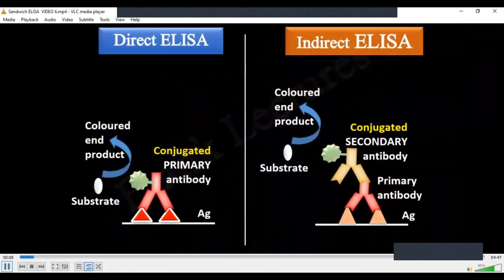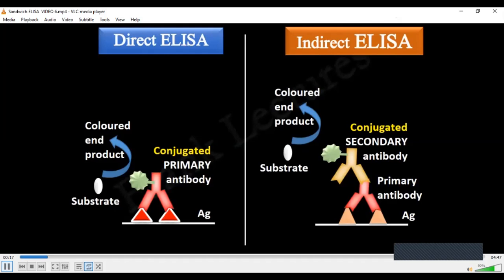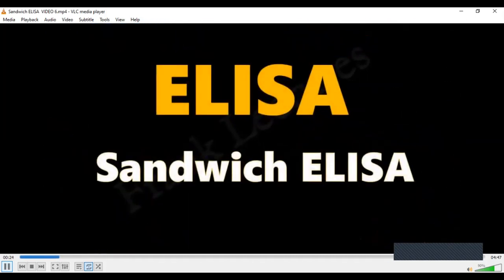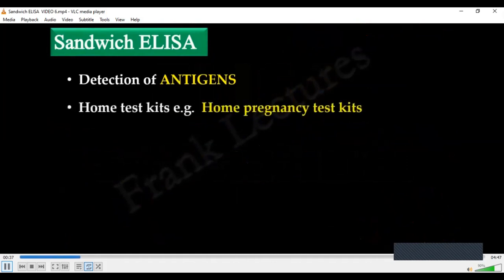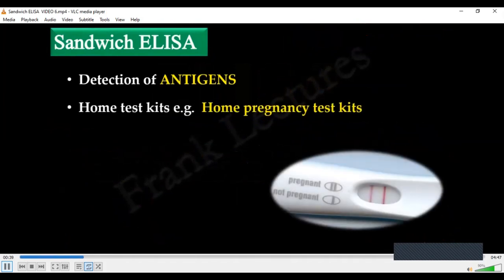We have covered direct and indirect ELISA. I hope you now understand the basic difference between these two types of ELISA. Today we will study the most commonly used format of ELISA, which is sandwich ELISA. Sandwich ELISA is used for the detection of antigens. Most popular application of sandwich ELISA is point-of-care testing and home test kits such as home pregnancy test kits.